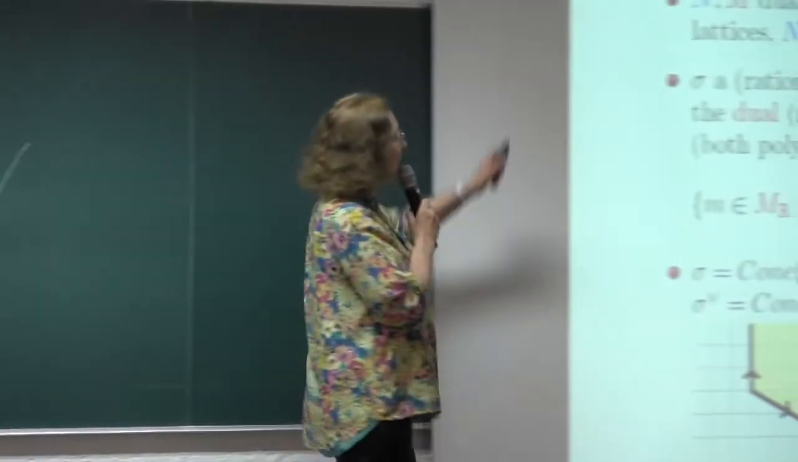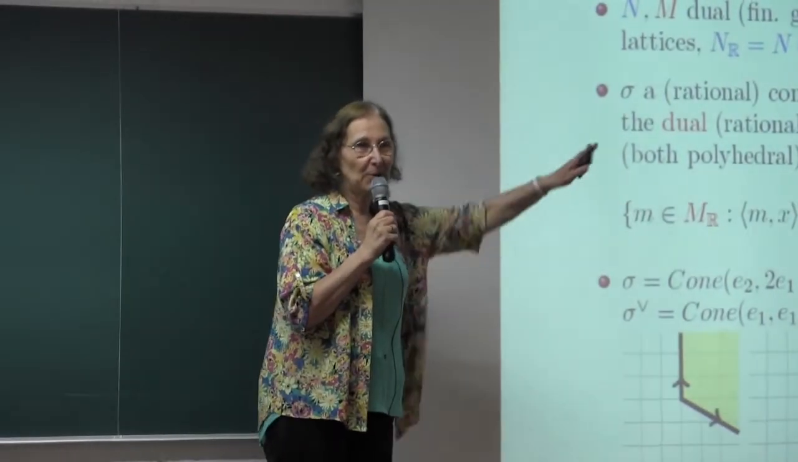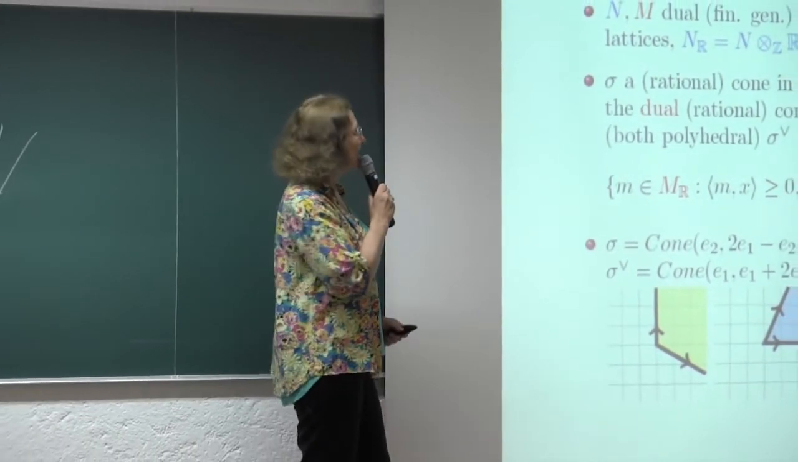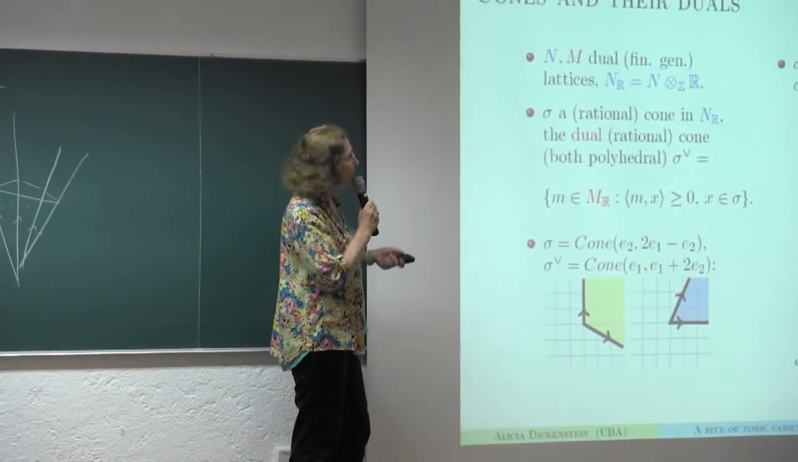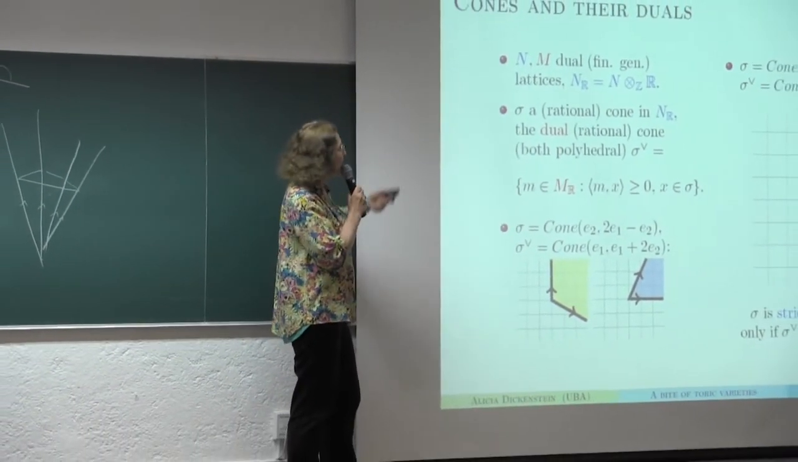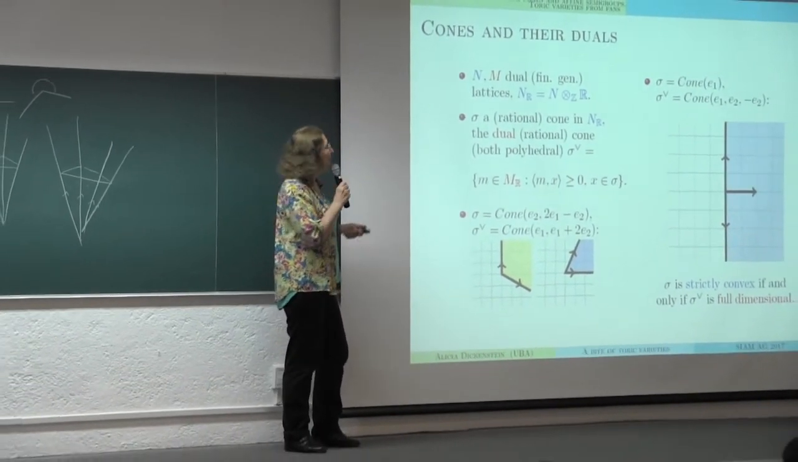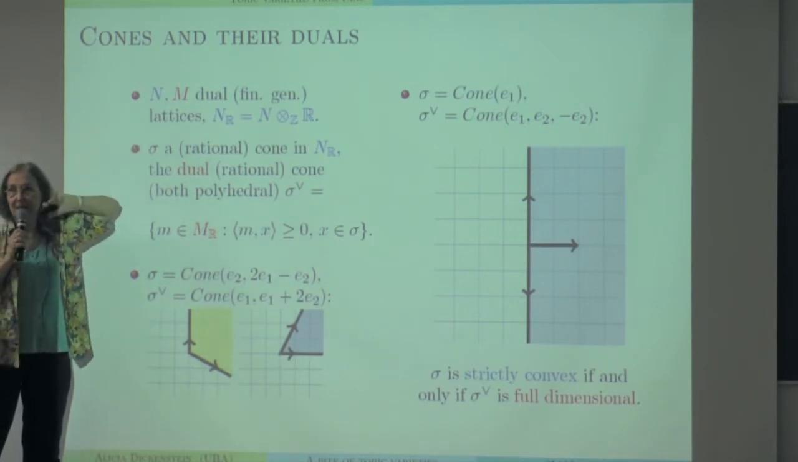Okay, so we start with two lattices. At the beginning, I would put some colors, and then I couldn't stop putting colors. But in the first slides, N and M are two dual lattices. So once we choose a basis, N is going to be, the rank is n, like Z^n, and M is the Z^n dual. So it's important to keep track that they are in dual vector spaces. This M is Hom(N, Z). It's the dual lattice.